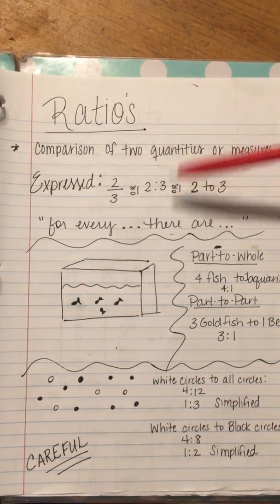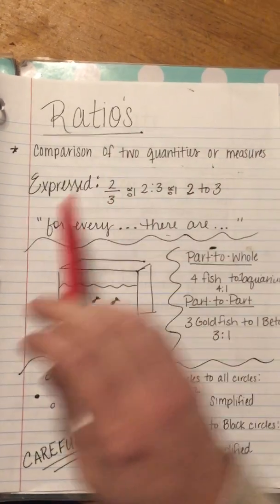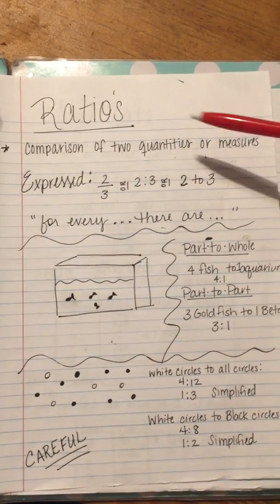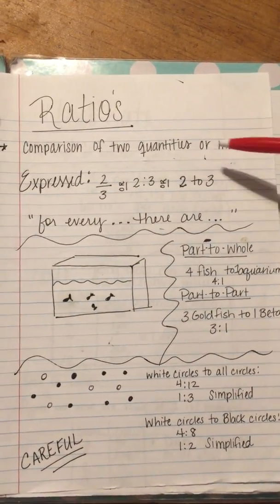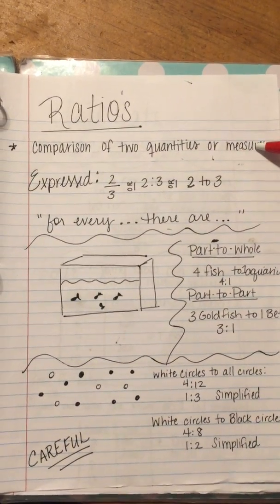So let's get started. So ratios. I wrote down the definition right here: a ratio is a comparison of two quantities or measures. You can see that right there.